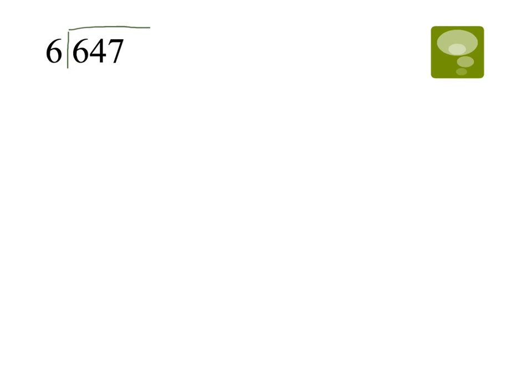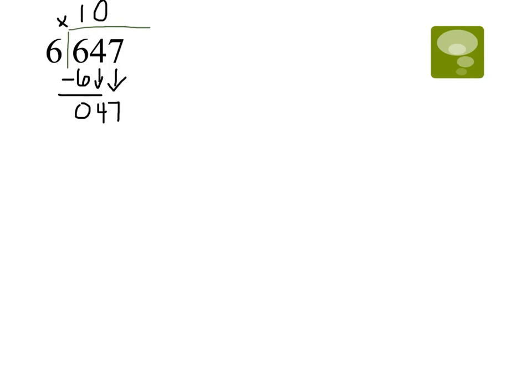647 divided by 6. Does 6 go into 6? Well, clearly it does. It goes in 1 time. So I'm going to do 6 times 1. I like the times there. It helps remind me. That's up to you, though. That is 0. So now I need to bring down the 4. Does 6 go into 4? It does not. So I have to put a 0 here to show that 6 did not go into the 4.